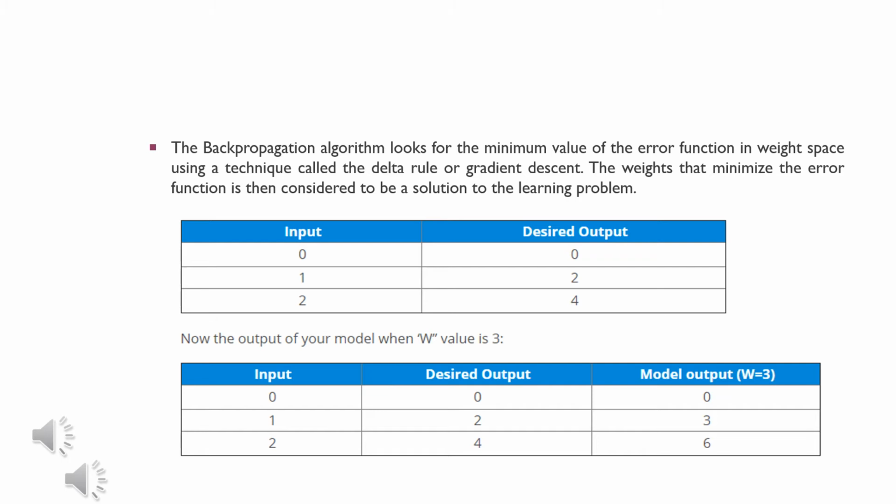You have a dataset which has a label. Consider the below table. Here we have two columns. One is the input and the next one is the desired output. So input values are 0, 1, 2 and desired outputs are 0, 2, 4 respectively.